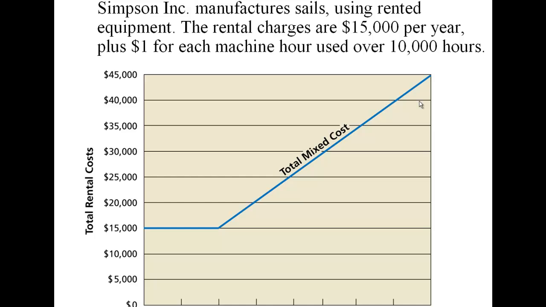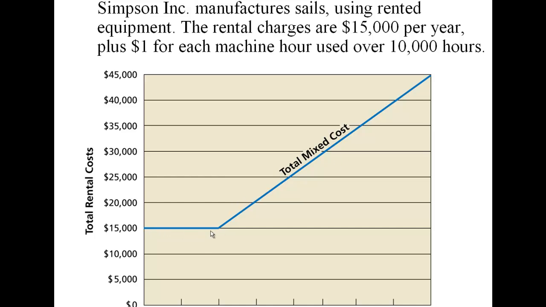It says Simpson Incorporated manufactures sales using rented equipment. So the rental charges are $15,000 per year plus $1 for each machine hour used over 10,000 hours, right? So at first it says 15,000 bucks for the first 10,000 hours. We can see that. So it's fixed here initially, and then it goes up, right?